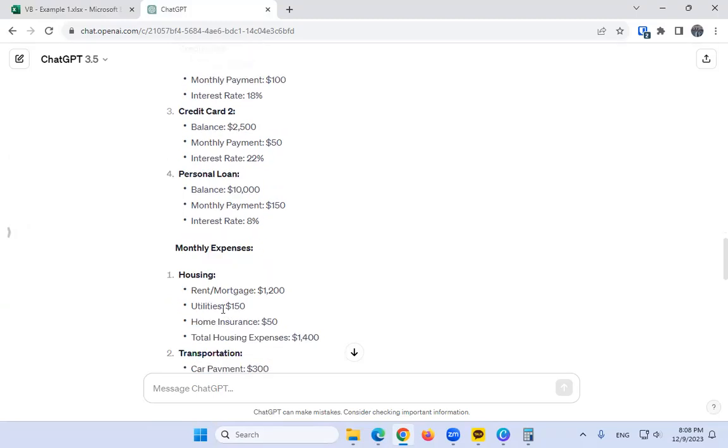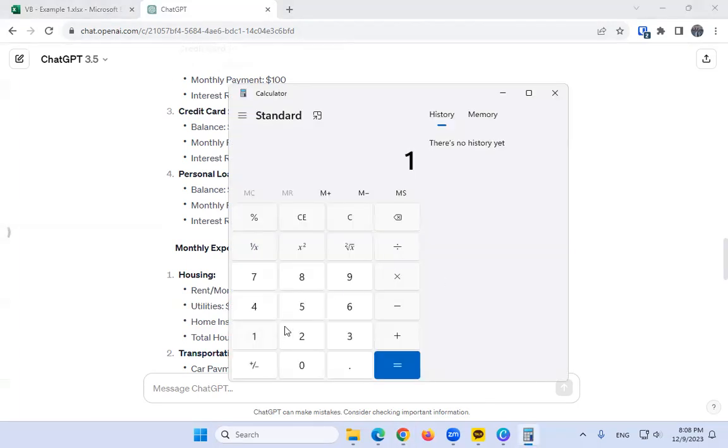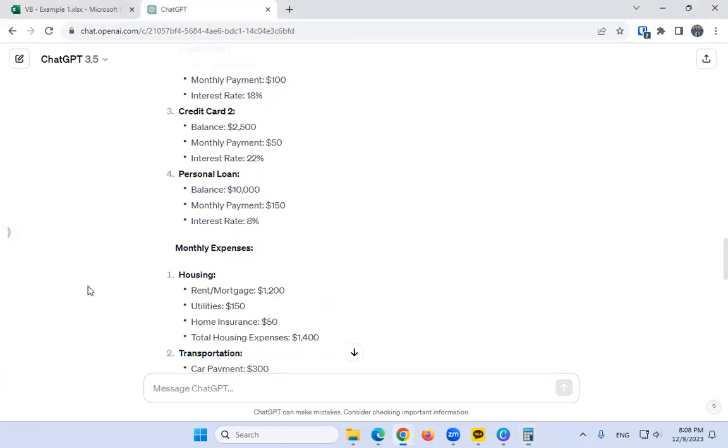All right, so we have utilities and home insurance here. Well, do I rent, or do I have a mortgage? This is why it's stupid. I shouldn't have home insurance if I'm renting. I may have renter's insurance, but renter's insurance is maybe 50 a month. So I'll just say 150 is the utilities. So 150. I'm just going to cowboy math this.